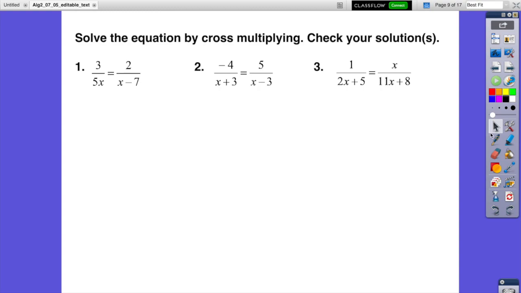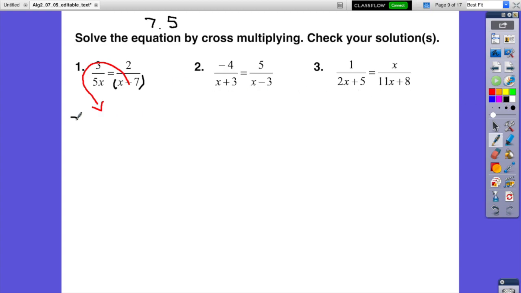We're now doing section 7.5, the last section in this chapter, and we are going to be solving rational equations. So I like to do this by cross multiplying. You got to make sure that the binomial is in parentheses so you don't forget. So there is a story about this that I will tell you in class, but we're going to multiply those two.